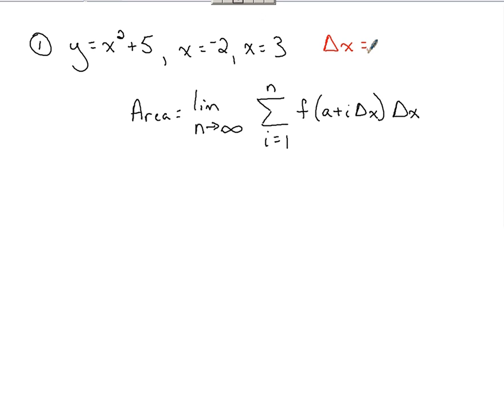To find delta x, we take the end of our interval value and subtract the beginning interval value. So 3 minus negative 2 would be the same as 3 plus 2, that'd be 5. We take that and divide by n.